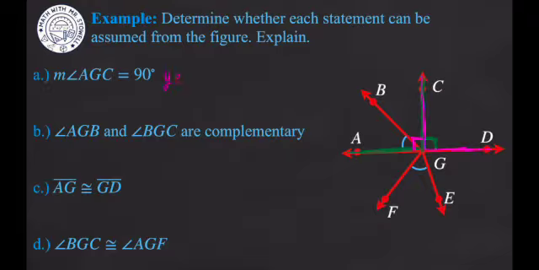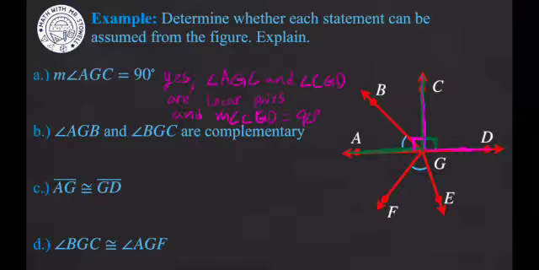So this would be yes, and give a reason. Why? We can say angle AGC and angle CGD are linear pairs. And measure of angle CGD equals 90 degrees. We know that. Because they give us that, we can assume that the other one's 90 degrees.